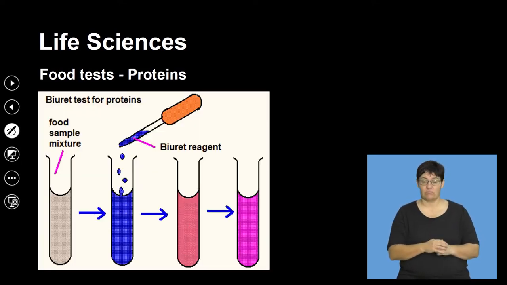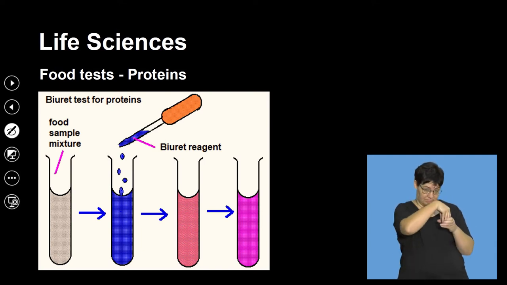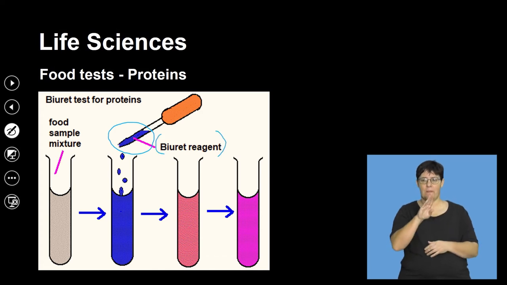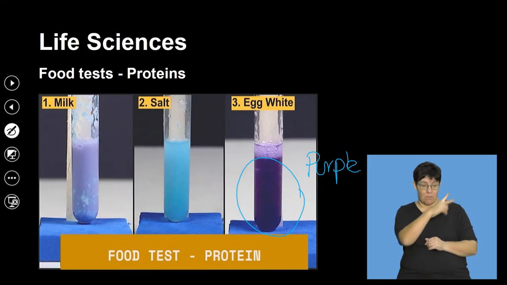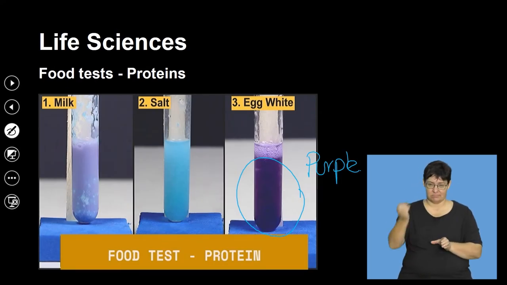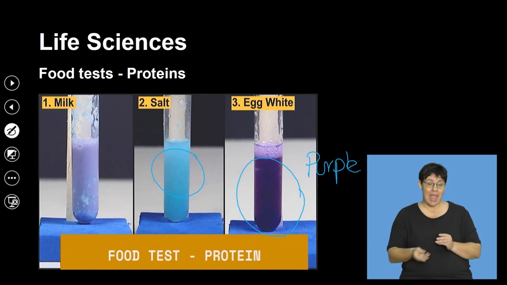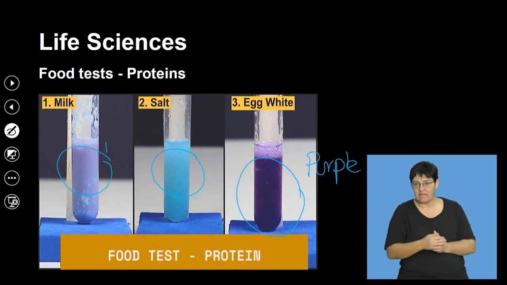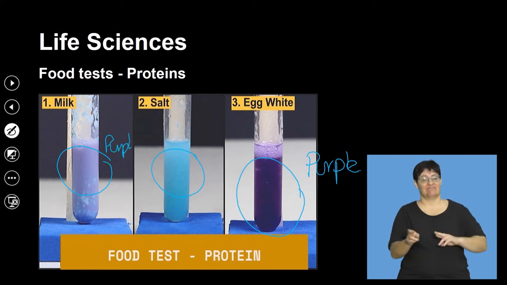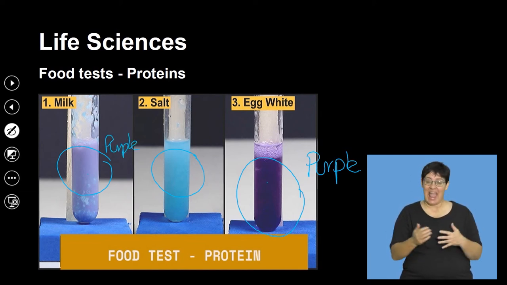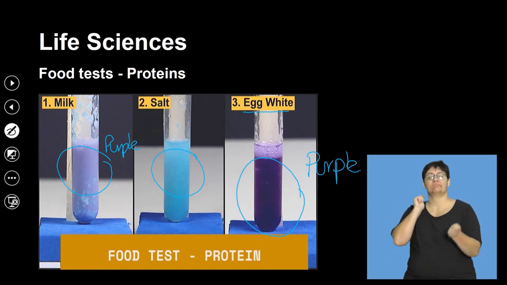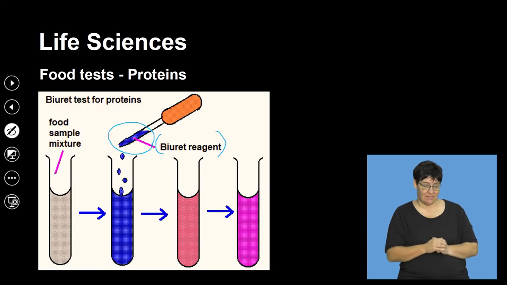So what you do is you put your food in there and you add the universal agent called biuret. And guess what color the biuret is? Biuret is blue, like this. As soon as I add it to something that has any kind of protein in it, guess what a positive reaction is? Purple. So anytime you add biuret to something that is protein, it's going to change to purple.